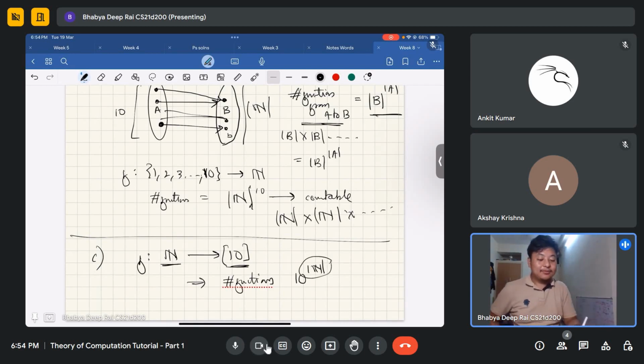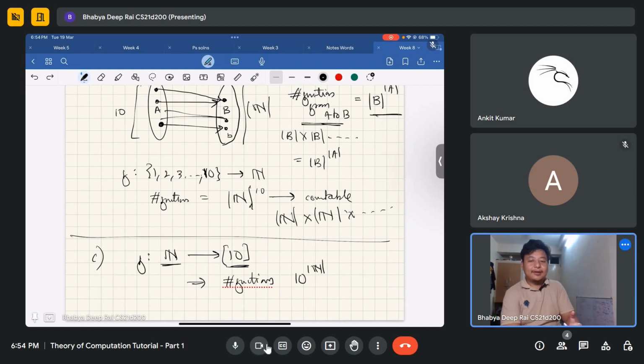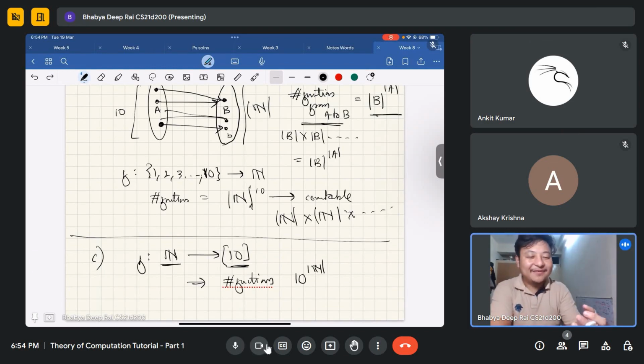Now this is a huge number. 10 to the power huge number. Yes, it is infinite. It tends to infinity, but there is certain confusion. It is definitely tending to infinity. But is it countably infinite or uncountably infinite? Getting my question? Yes, sir. So the answer is uncountably infinite.